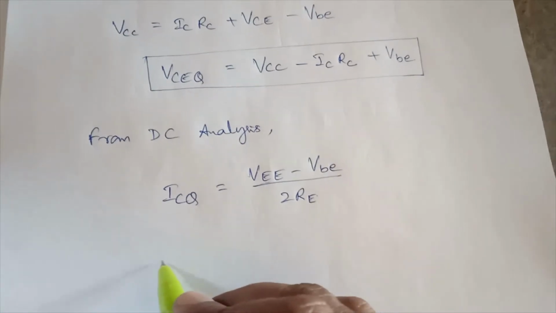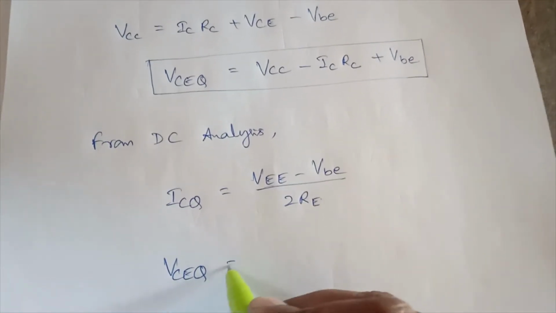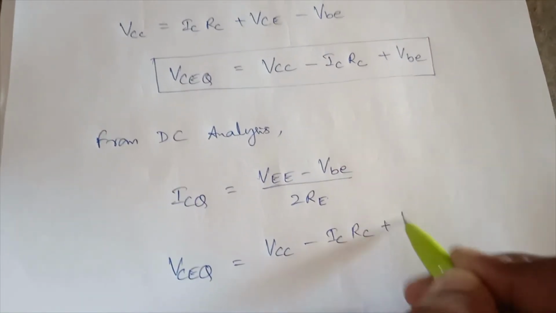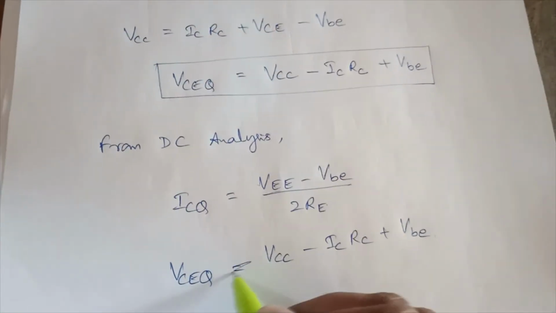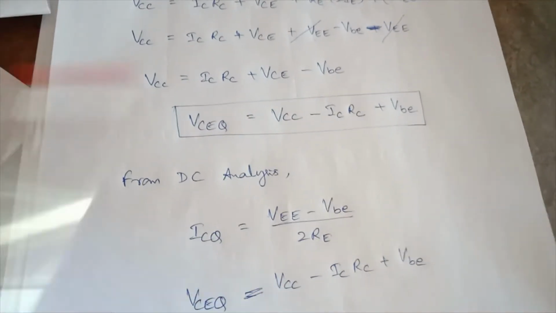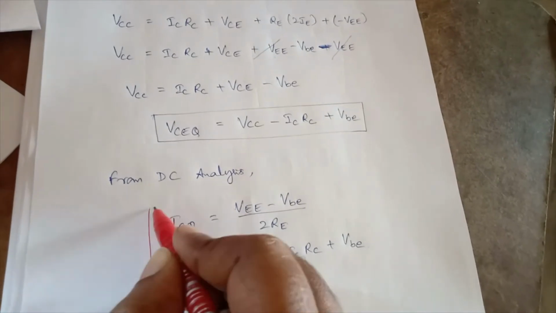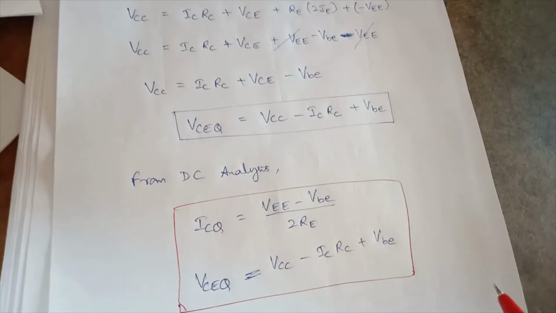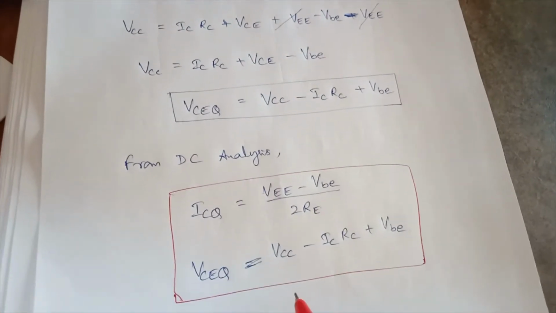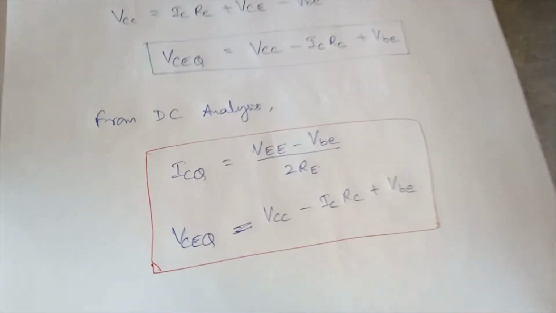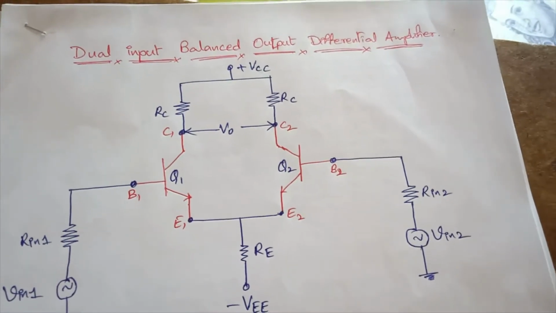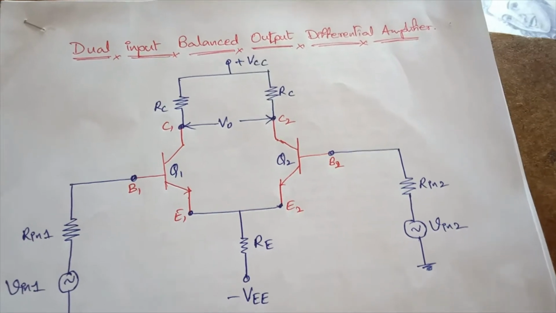Next, similarly, what is VCEQ? We are getting VCEQ is equal to VCC minus ICRC plus VBE. So these are the two equations we are getting, one for ICQ and another one for VCEQ. So from DC analysis we are finding the operating point. Up to now we have seen the DC analysis of the dual input balanced output differential amplifier.